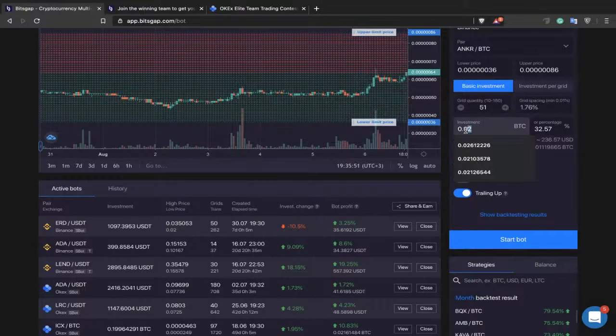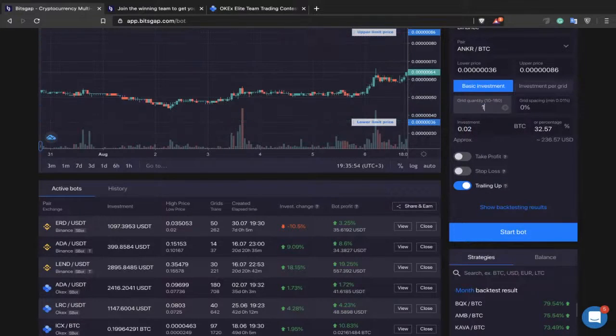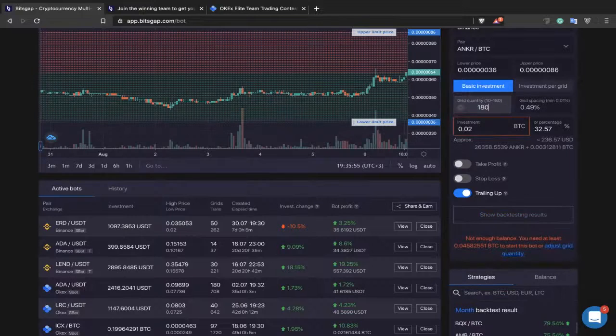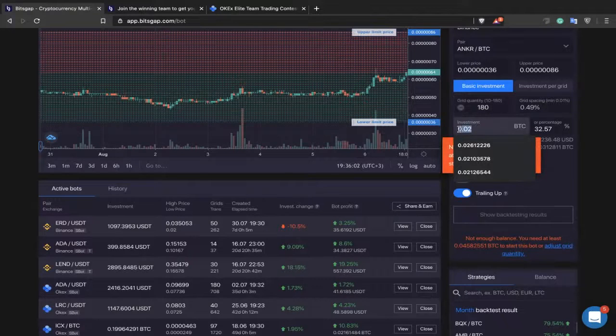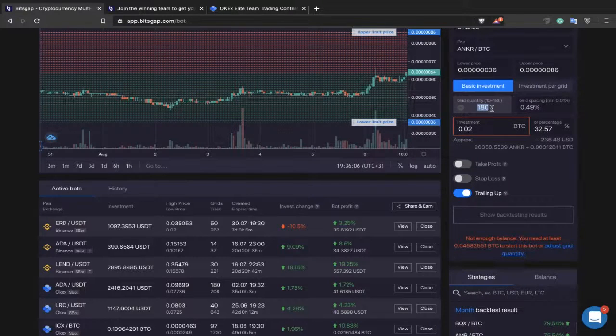No, that's actually 180. Yeah, you see? Now you see this button which is known as adjust grid quantity. So it turns out that this amount is not enough to launch the bot with this configuration having 180 grid levels. So in this case, you can either find more investments or you can adjust by the grid quantity.